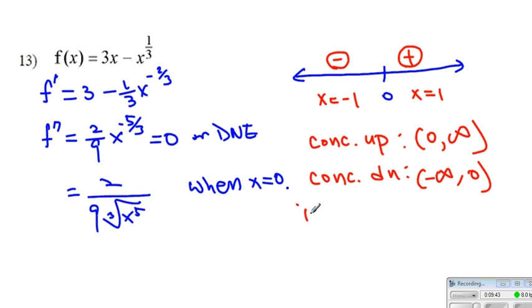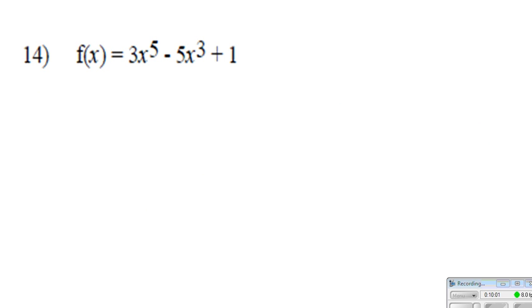Now, point of inflection, basically where concavity changes, is when x equals 0. But when x equals 0, when you plug in here, y is also equal to 0. So 0, 0. There it goes. Number 13. Number 14.